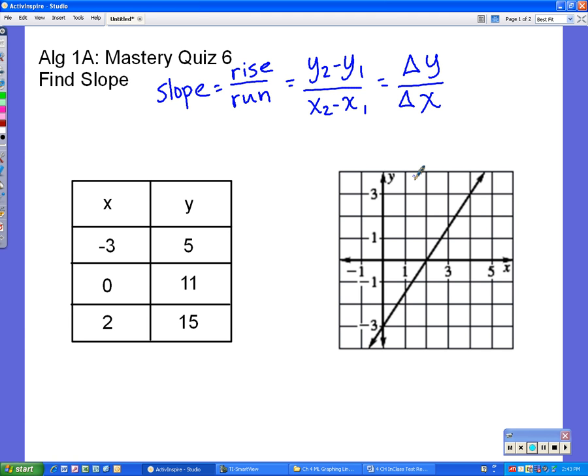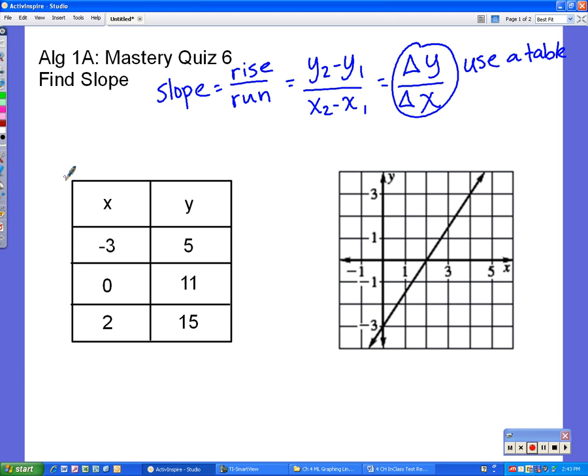On this video, I'd like to boil everything down to the difference in y over the difference in x and use a table. If you are interested in seeing one of these other methods, then please look at the other video for mastery quiz number 6. The first problem is already a table, so it's easy to use a table to find the slope.